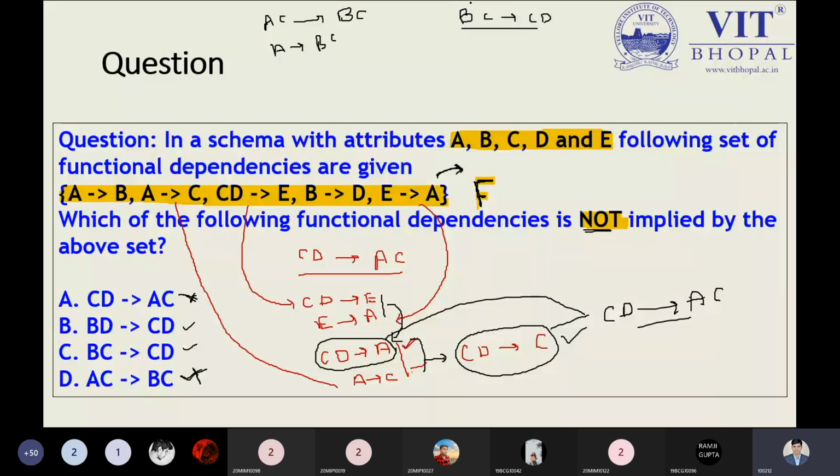So if you see, you are choosing like this one. BC determinant to D. We have to choose this FD from the given set of FDs. And now, after adding the augmentation of C, you can see BC determinant to CD is available. So it means this is a feasible solution. So this will not be the answer because the question asks for the one that should not be implied. It is implied, so this will not be the answer. It is a very simple option.